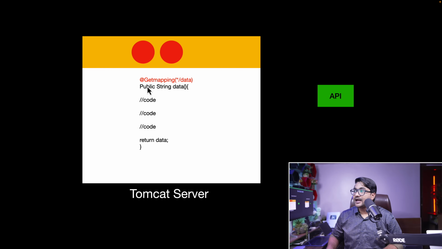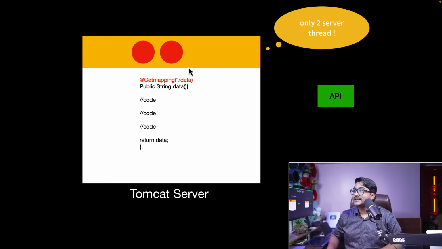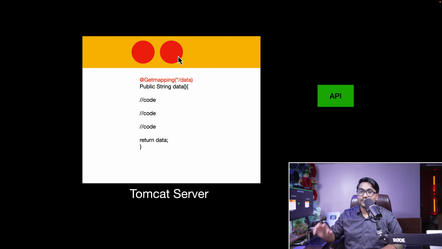Now imagine you have deployed your Spring Boot application. Imagine this code is part of your Spring Boot application and you have deployed it inside the Tomcat server. And inside this Tomcat server, there is a server pool where 2 threads are available. Knowingly, I have taken only 2 threads over here, but in reality, in your Tomcat server, you have 200 threads.